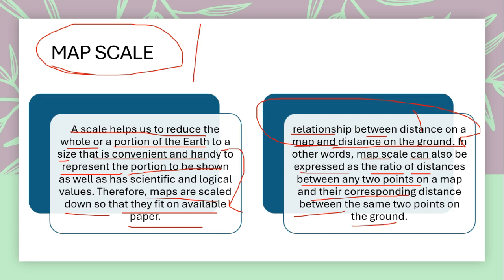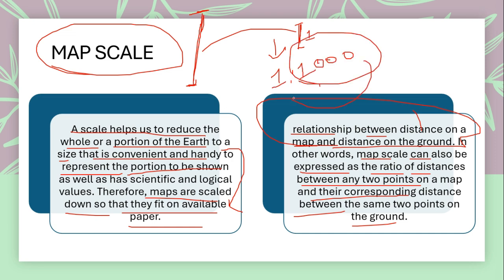Like if there is a 1 kilometer or 1000 meter road on the ground and it is represented as a 1 meter road on a map paper, the scale will be 1 is to 1000, because a 1000 meter road is represented as a 1 meter road. In this way we can represent a map scale.